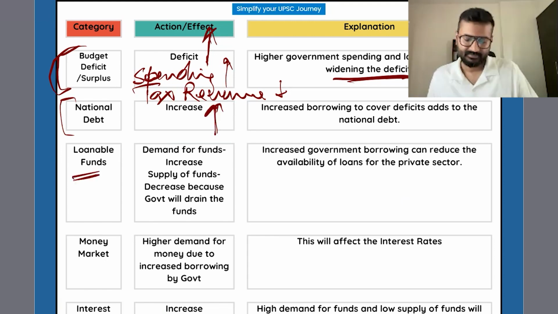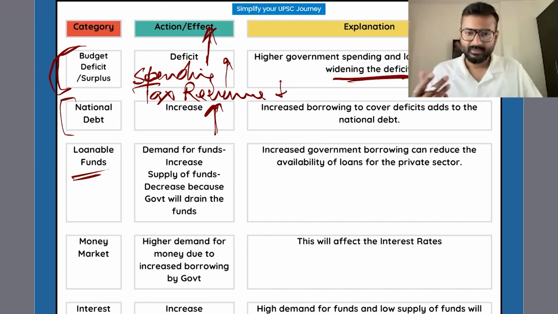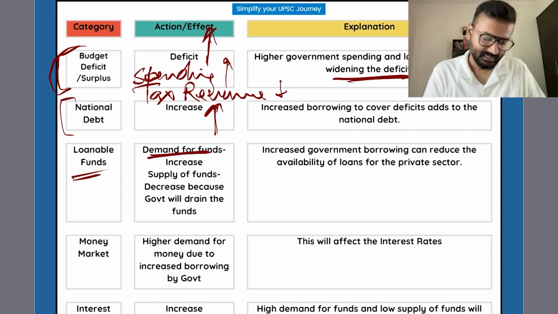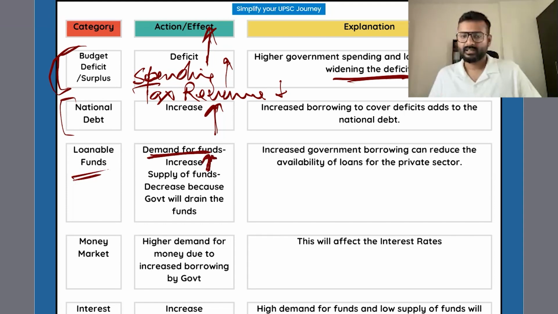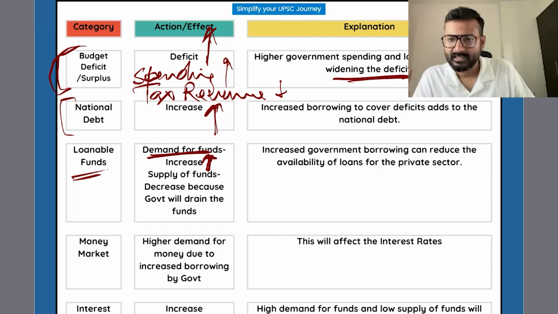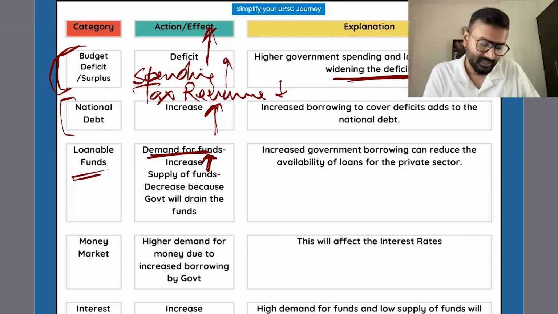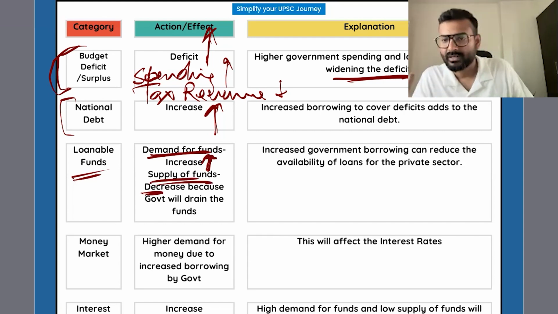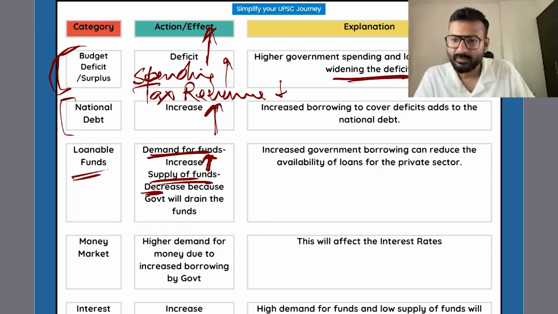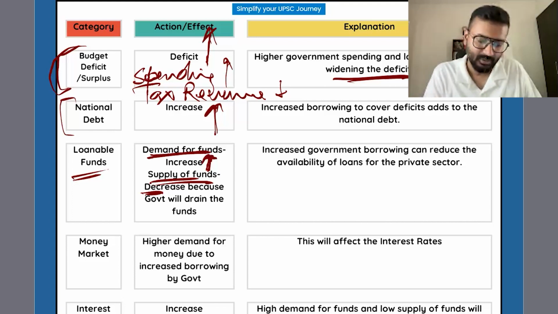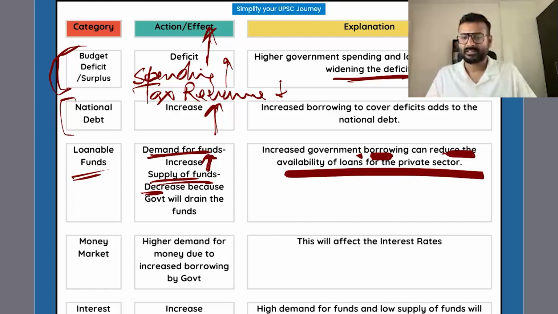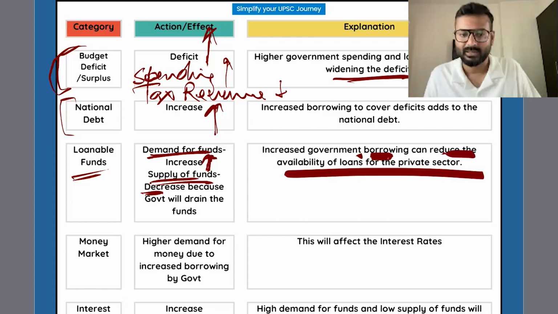What happens to the loanable funds? Loanable funds का क्या होगा? See, first the demand for funds has increased. Right? The demand for funds has increased because the government spending has increased. Now there is less unemployment. Unemployment कम हो गया है तो people will demand more and more. But the supply of funds has decreased. Supply of fund decrease हो जाएगा क्योंकि the government has drained the funds. The government ने इतना borrow कर लिया है मार्केट से कि किसी और के पास बचा नहीं है कुछ borrow करने के लिए, right? Increased government borrowing can reduce the availability of loan for the private sector. Private sector के लिए loan लेने के लिए कुछ पैसा बचा नहीं है मार्केट में, right?